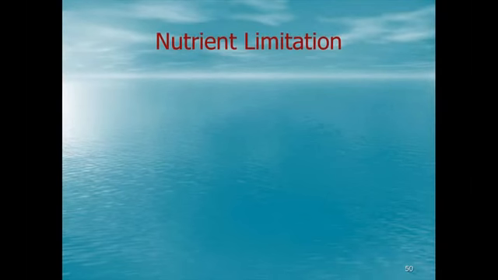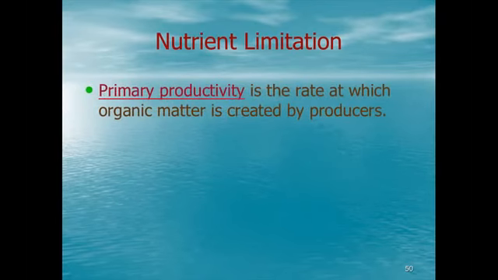The last part of the notes deals with nutrient limitation. Primary productivity is the rate at which organic matter is created by producers. And what this means is how much grass is grown, how much algae is grown, how much of any of the producers, whether it's corn or any type of plant, how much of that is created. That's what primary productivity is.